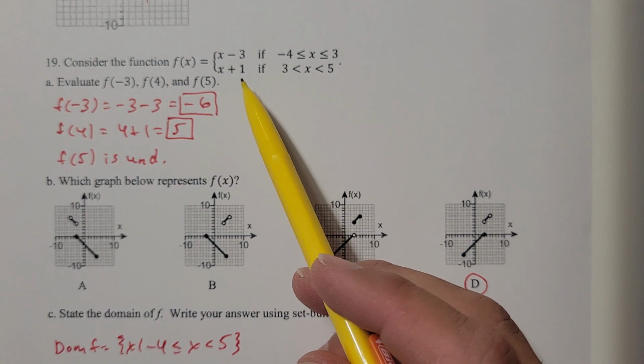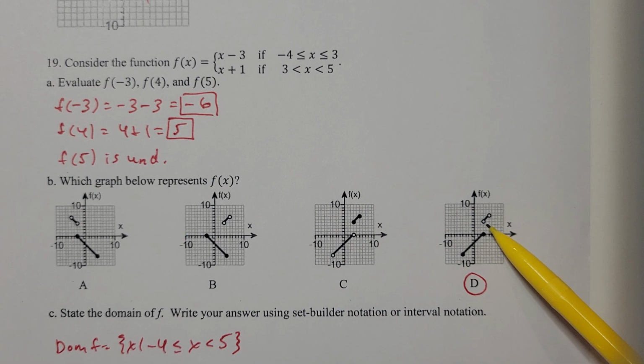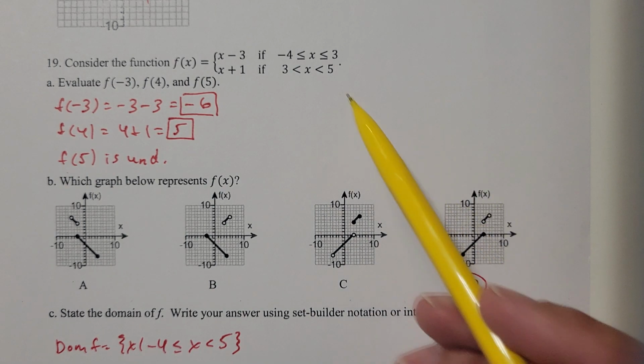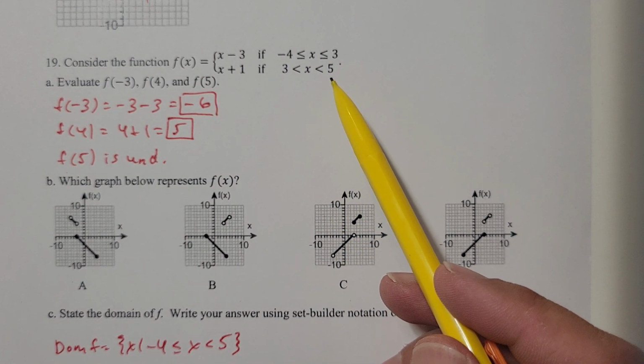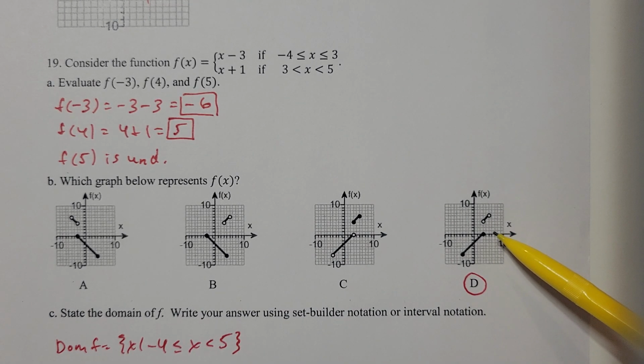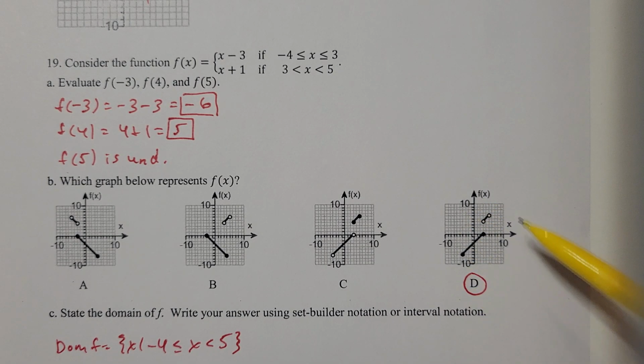Now in piece 2, if x is 3, 3 plus 1 is 4, so (3, 4) can't be on the graph, right? That's an open circle because I'm not including 3. I'm also not including 5. 5 plus 1 is 6. So (5, 6) should not be on the graph also. That has an open circle on it. The answer there would be D.